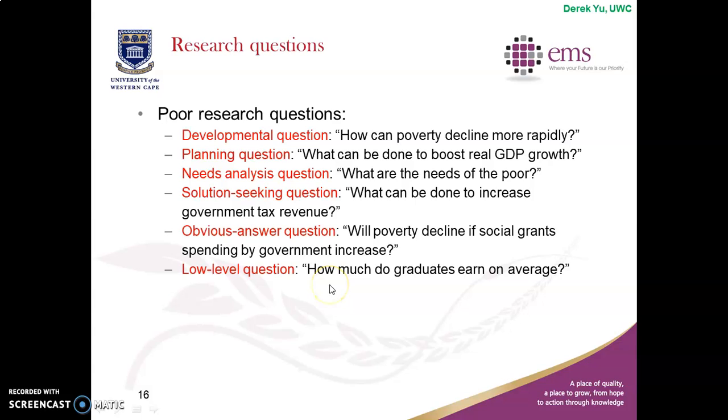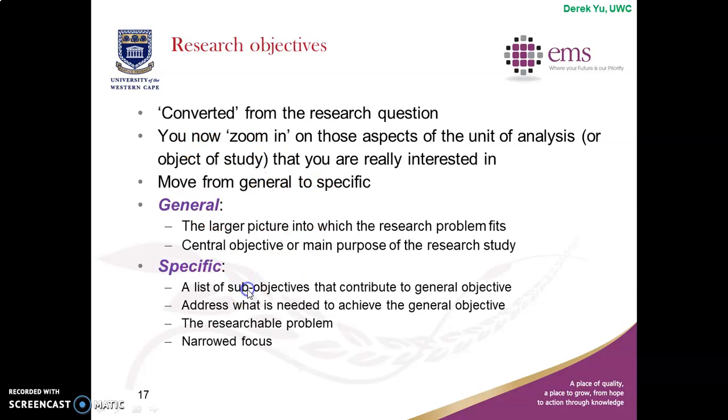The last one, how much do graduates earn on average? Again, it is too easy. That relates to chapter 4, empirical findings. You can do a simple table to show the mean earnings of graduates. But this is a low-level research question. I wouldn't recommend it at honors level.